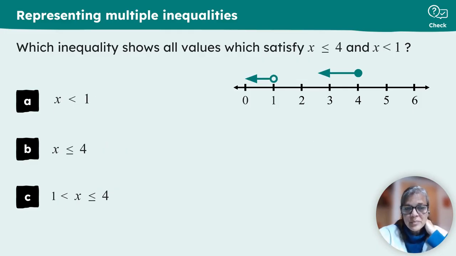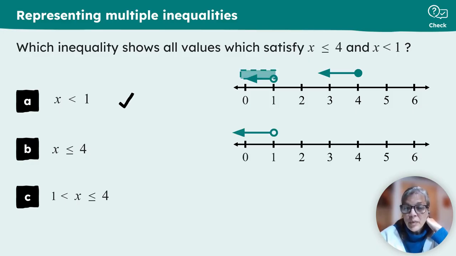Okay, try this one. Which inequality shows all the values that satisfy both x is less than or equal to 4 and x is less than 1? You'd have to pick A, right? To have a region that satisfies both.